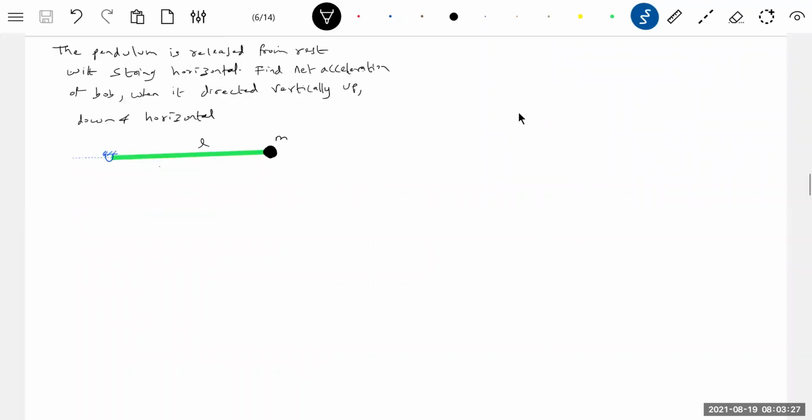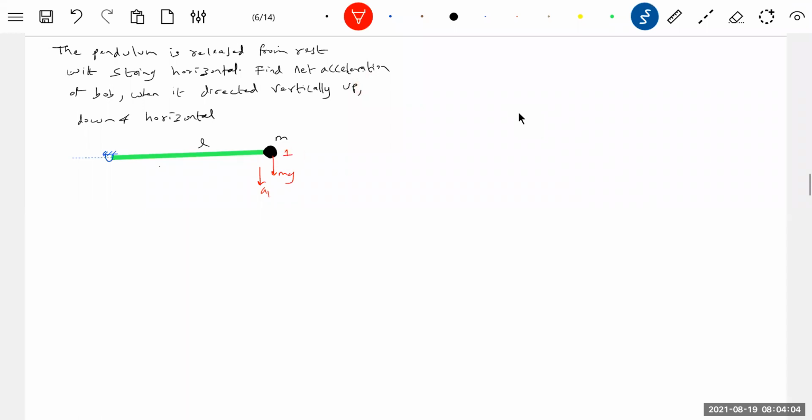Now, this is a pendulum. I'm going to release this from rest with the string horizontal. Find the net acceleration of the bob when it is directed vertically up, down and horizontal. Okay, the moment I release, what are the things here? The string will be straight here, so the weight of the bob will act here. So this we'll call point 1. So what is the acceleration here? A1. So how will A1 be directed? Vertically down at point 1.